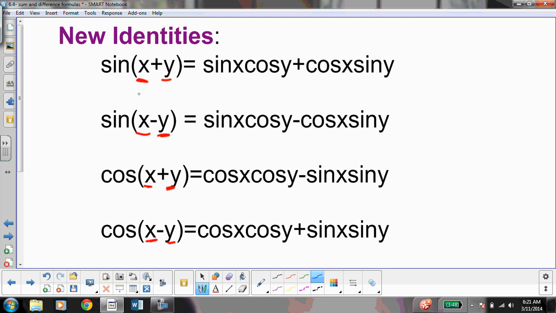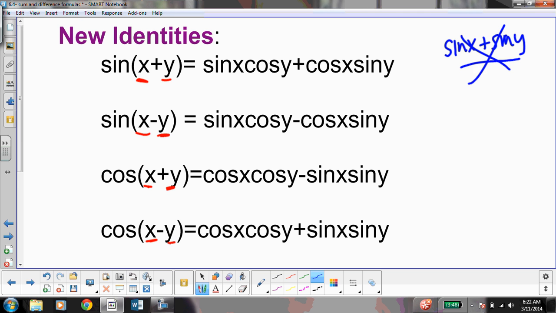It's important to note that the sine of x plus y is not just the sine of x plus the sine of y. It is certainly more complicated than that, as you can tell by the formula. To figure out the sine of x plus y, I have to do the sine of the first angle times the cosine of the second angle plus the cosine of the first angle times the sine of the second angle. And all of these formulas work in similar ways.